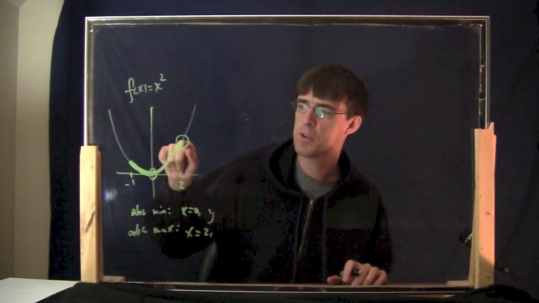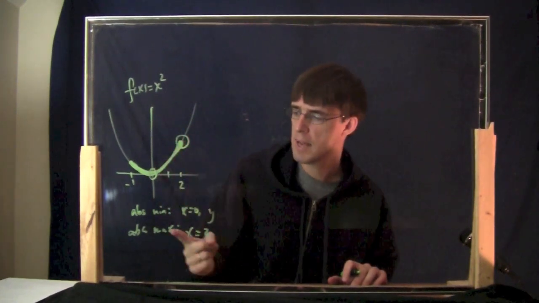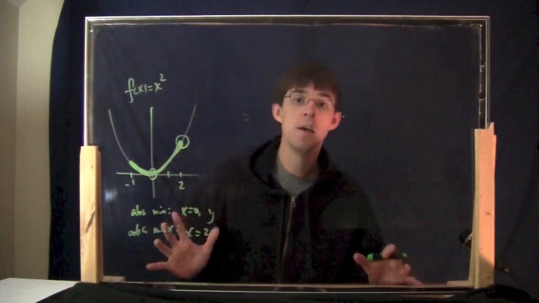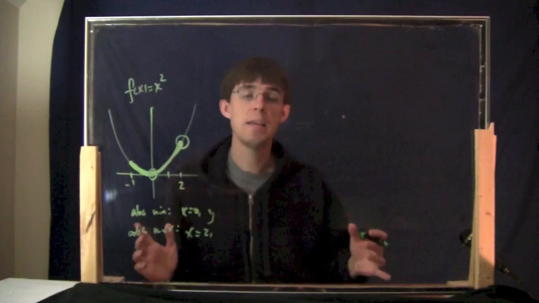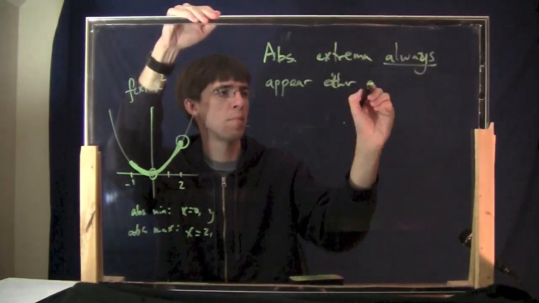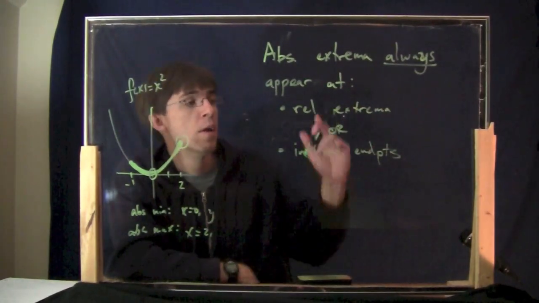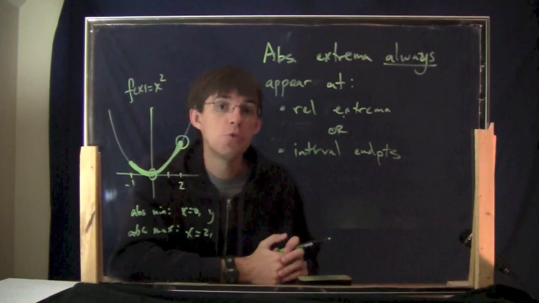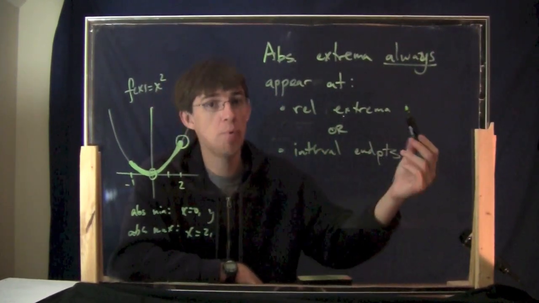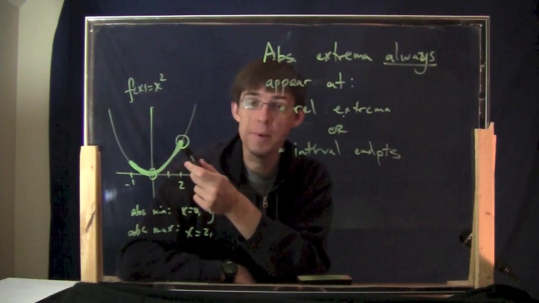It's an absolute maximum of the function, but it is not a relative maximum of the function. It just happens to be the absolute maximum because it's on the end of the interval. So because of this, it's actually easy to say where the absolute extrema appear. Here's a basic fact: the absolute extrema of a function always appear either at the relative extrema points, that would be like this one, or at the interval endpoints, that would be like this one.